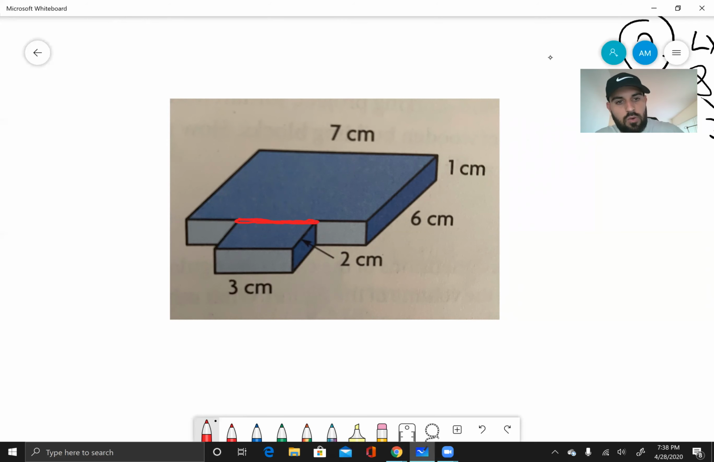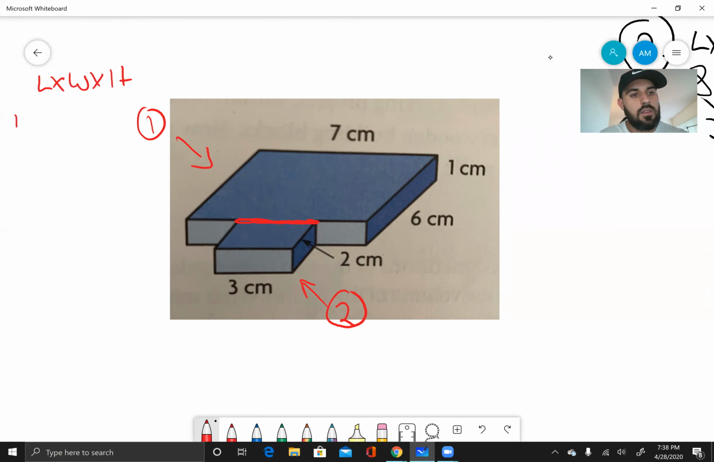I would have figure 1, and I would have figure 2. So how can I solve figure 1? Obviously, length times width times height. This one's actually not that hard. It's probably one of the easier ones, right?